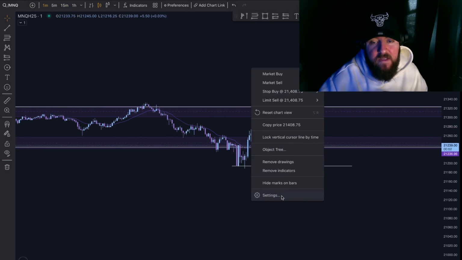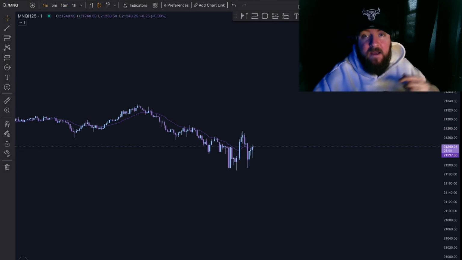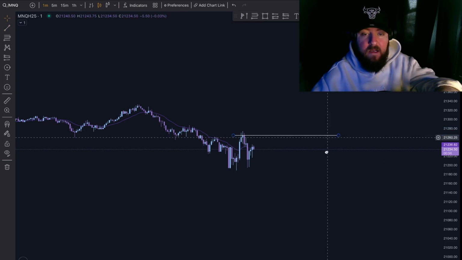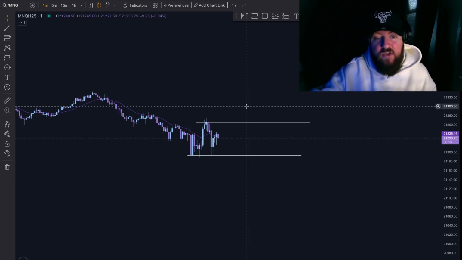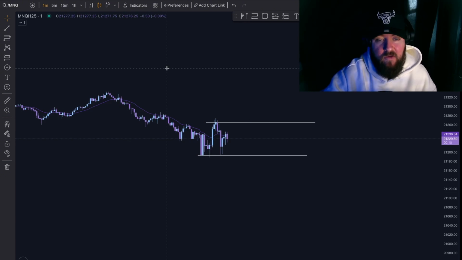In these times, I'm just going to have to remove my drawings, go back to the drawing board, and mark up some fresh breakout lines, I think. See which way it wants to take us. So as you can see, it's doing nothing. Absolutely nothing. It is what it is.